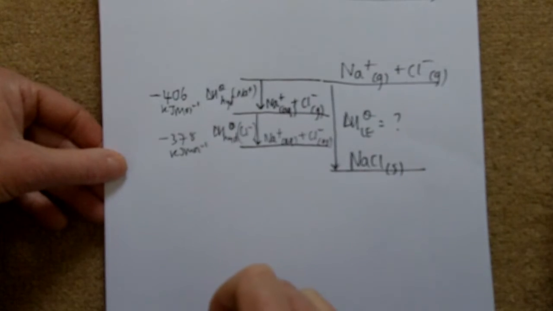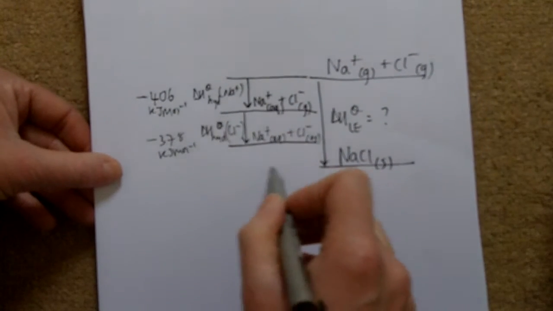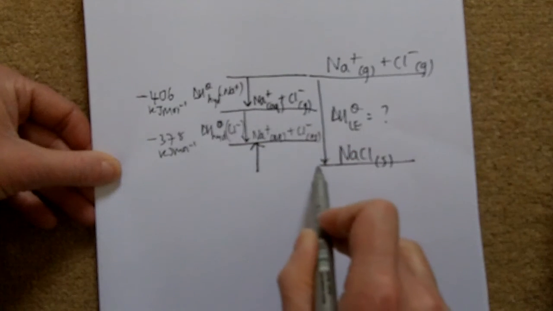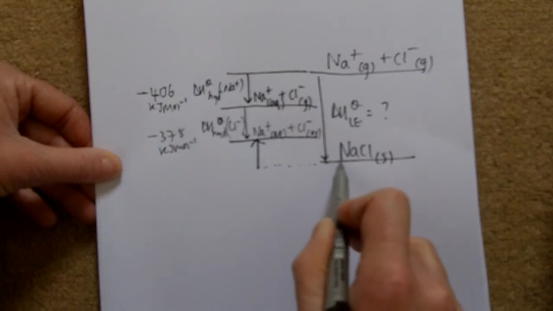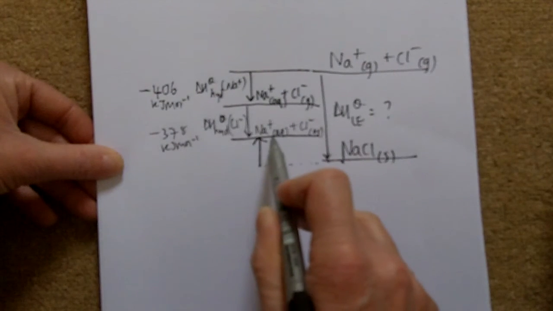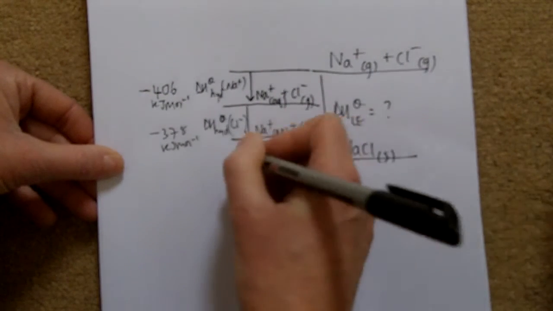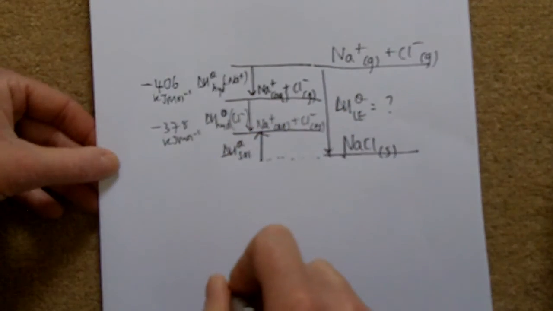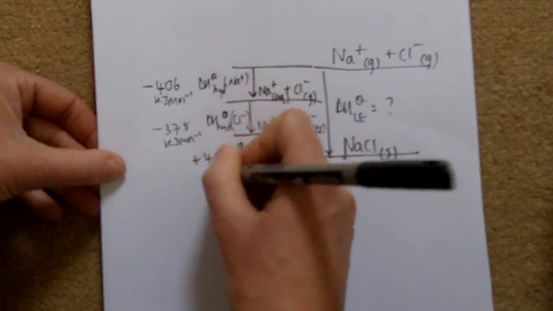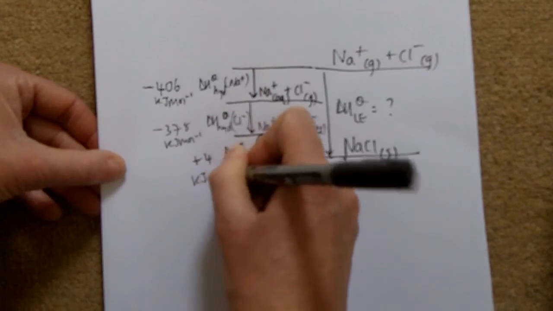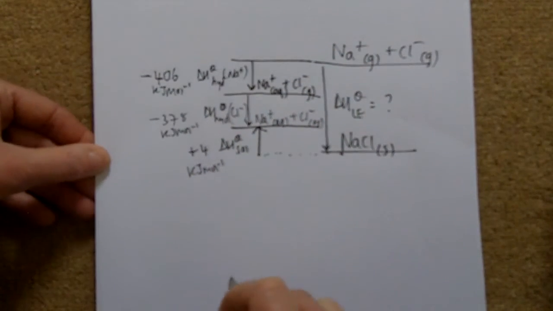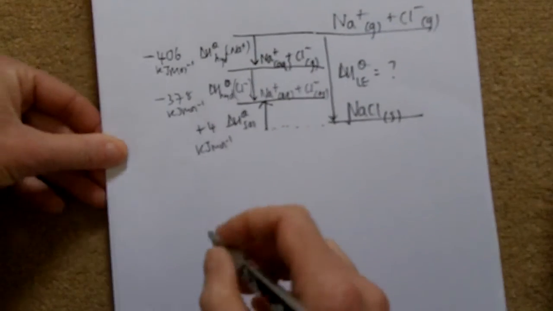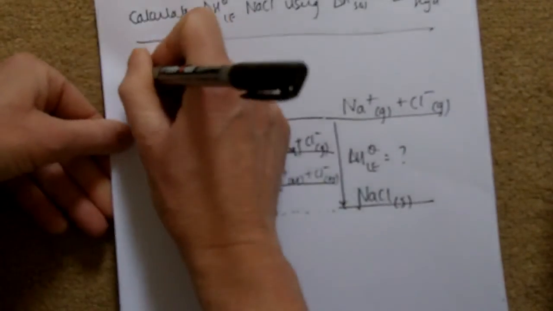Okay, and then to close this cycle up, if you go from the bottom to the top here, so we go from sodium chloride solid to Na+ aqueous, Cl- aqueous, that is the enthalpy change of solution. And that value is plus 4 kilojoules per mole. So they give you all of these values, and then they ask you to work out lattice enthalpy, all right?